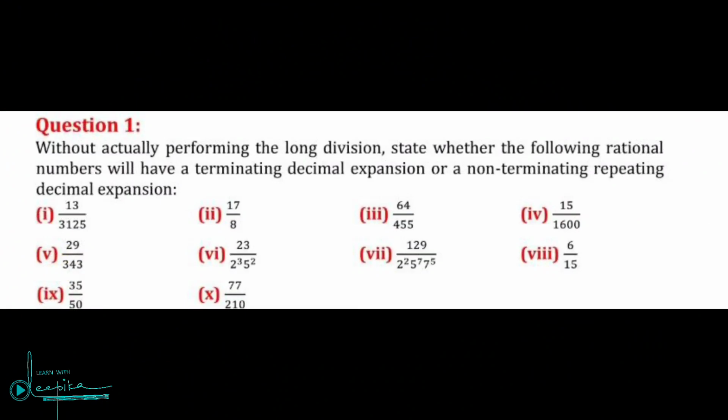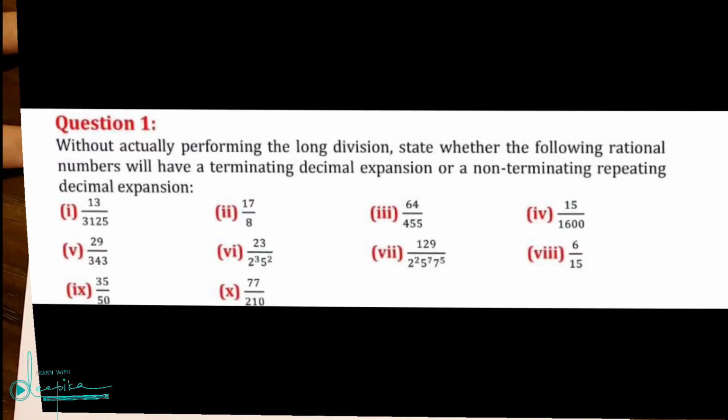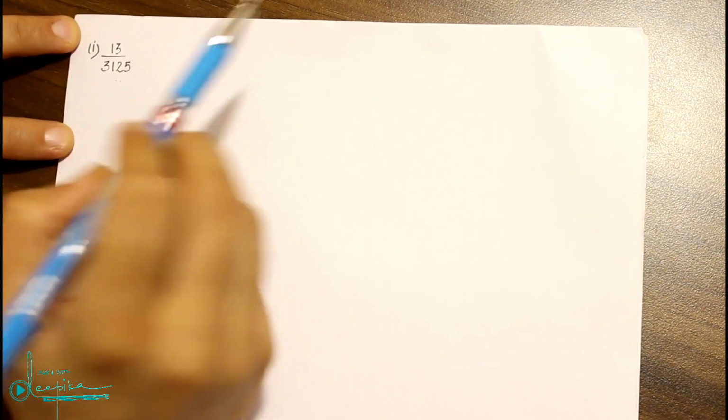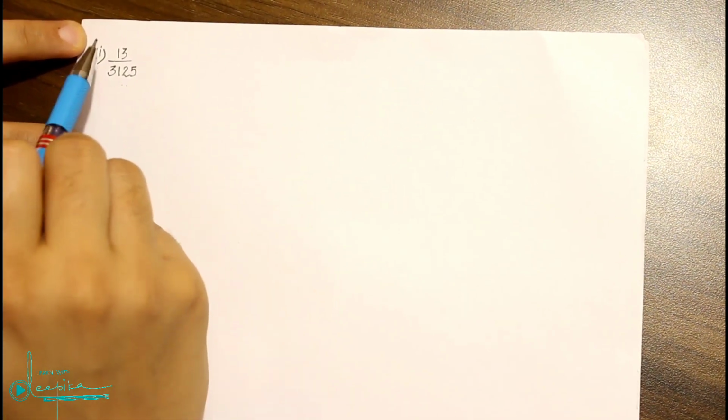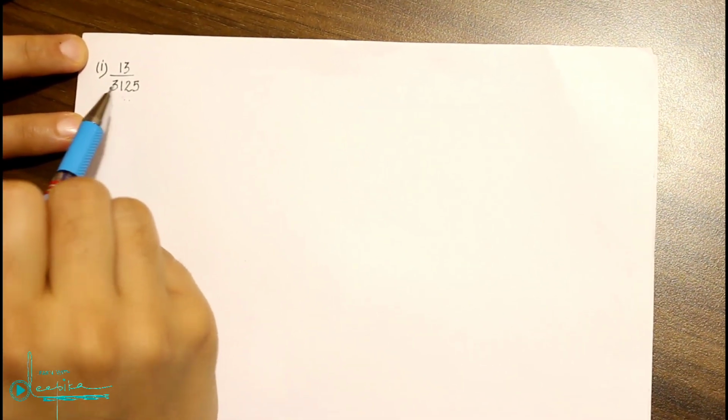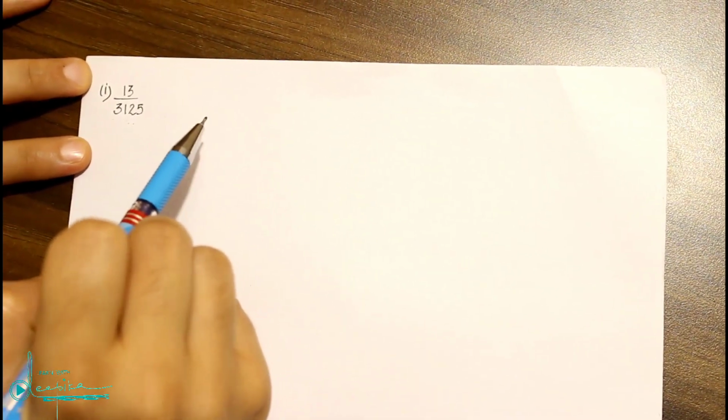Exercise 1.4 NCERT, question number 1. Without actually performing the long division, state whether the following rational numbers will have terminating or non-terminating repeating decimal expansion. First part, 13 upon 3125. In this you have to check whether these two numbers are co-prime or not. Like in this case, it does not have any common factor other than 1.